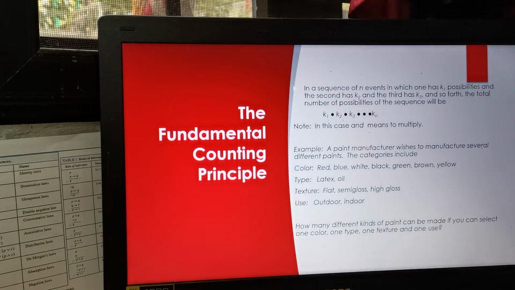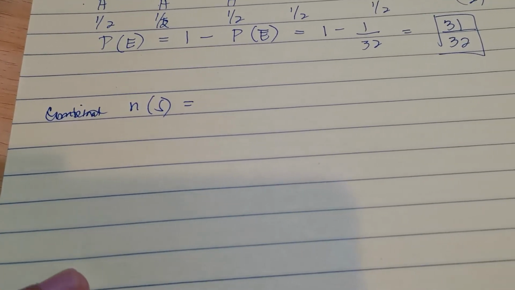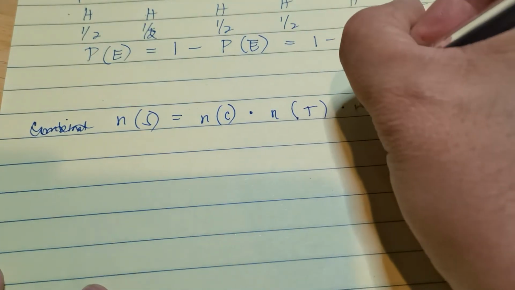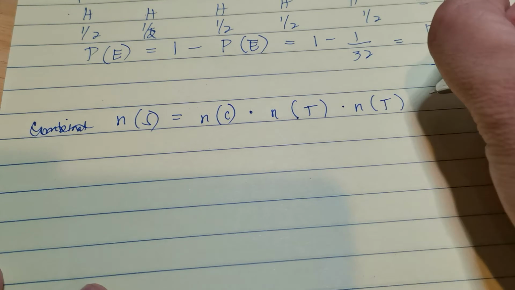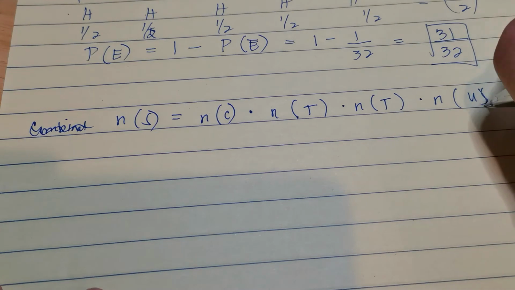So we have now here the different kinds of paint. So ito na yung combinations natin. Okay, combinations, or ito na yung samples, number of sample space natin. So, number of sample space natin, i-multiply lang daw natin yung number ng color multiplied by number of type multiplied by the number of outcome of texture multiplied by the number of outcome of use. Ayan.